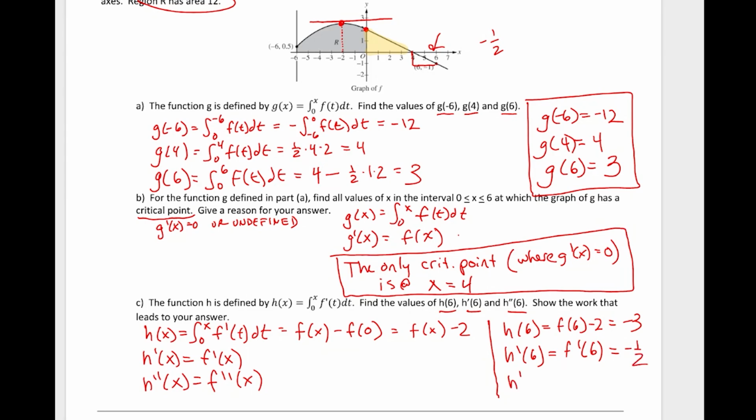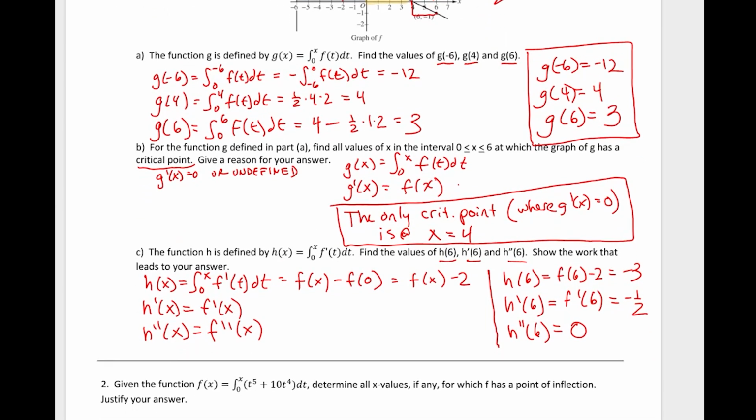And then h double prime of 6 is going to be the slope of the rate of change, the rate of change of the rate of change. And the rate of change of f is constant. It's always negative 1/2. So the derivative of negative 1/2 is just always going to be 0. All right, and that is enough for that one.